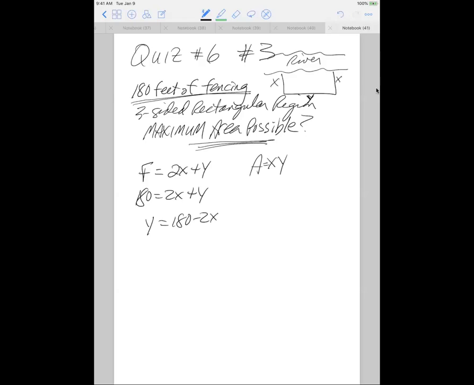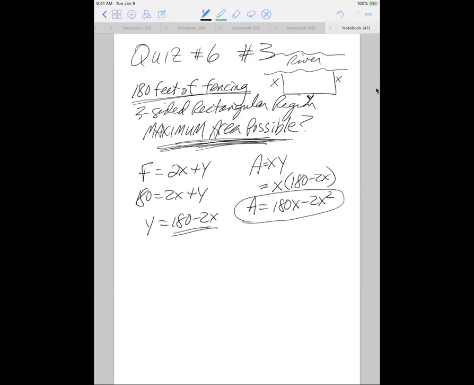Now if I bring that y over to the other equation, I can get area in terms of just the letter x by substituting in for the y. I end up with x times 180 minus 2x. That means area is equal to 180x minus 2x squared. So I have a function of the area. I'm trying to maximize the area, so I'm going to take the derivative of this equation for the area, set it equal to 0, solve for x, and then answer the question.